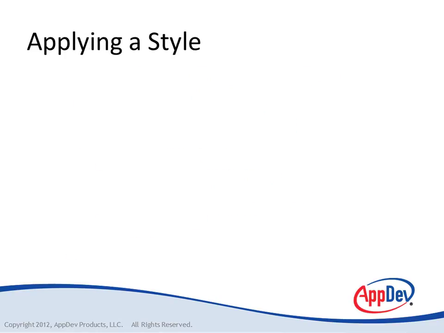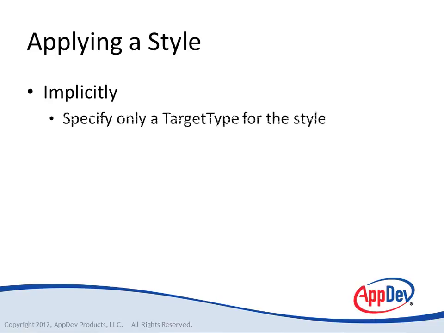Now you have several different ways to apply a style. You can do it implicitly. We have only done it explicitly so far. To apply a style implicitly, you specify only a target type for the style. You don't supply the x:"key" attribute, and in that case, since it doesn't have a key, you can't apply it explicitly. You can only apply it implicitly, and any element of the type you specify in the target type will automatically be styled using the style that you've created.